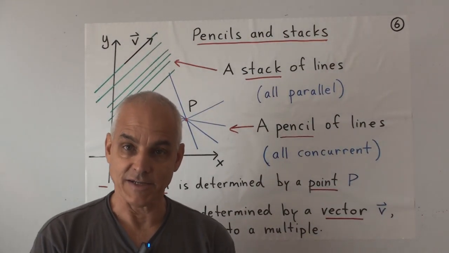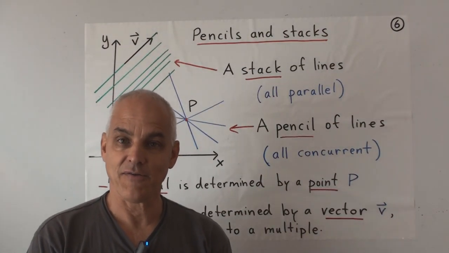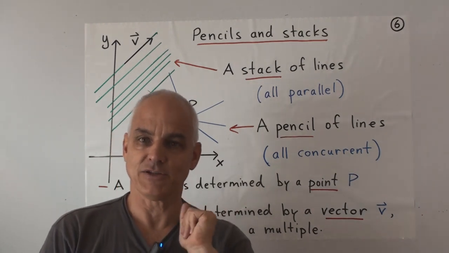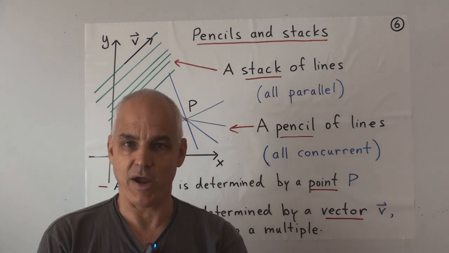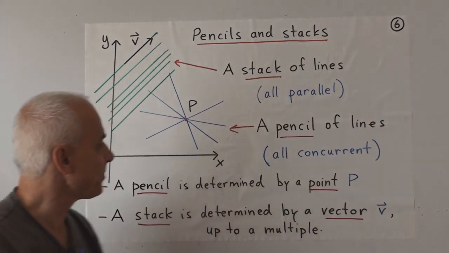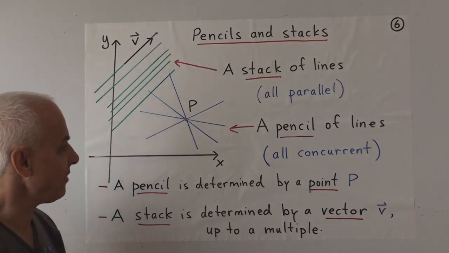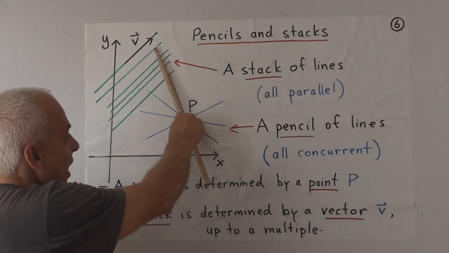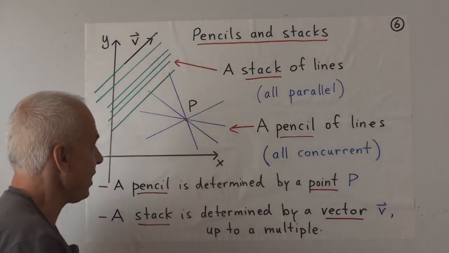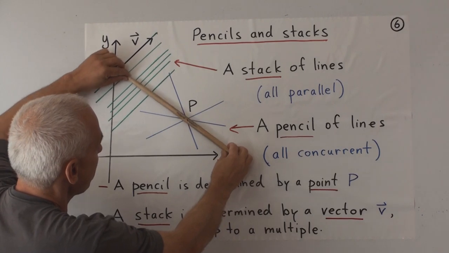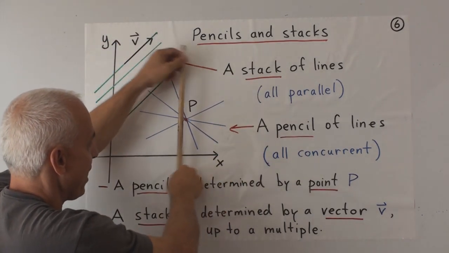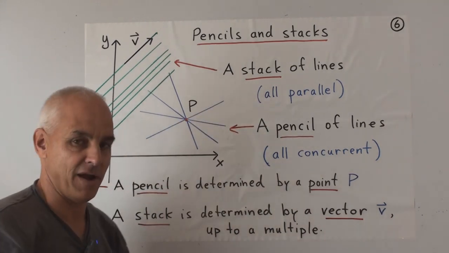When we're talking about lines, it's often convenient to have some special notation to denote certain families of lines that are related in a particular way. So there are two such concepts, pencils and stacks. A pencil of lines refers to all the lines which go through a particular fixed point. So there's a point P. And if we look at all the lines going through that point P, that's like a bouquet of lines. We call that a pencil of lines.